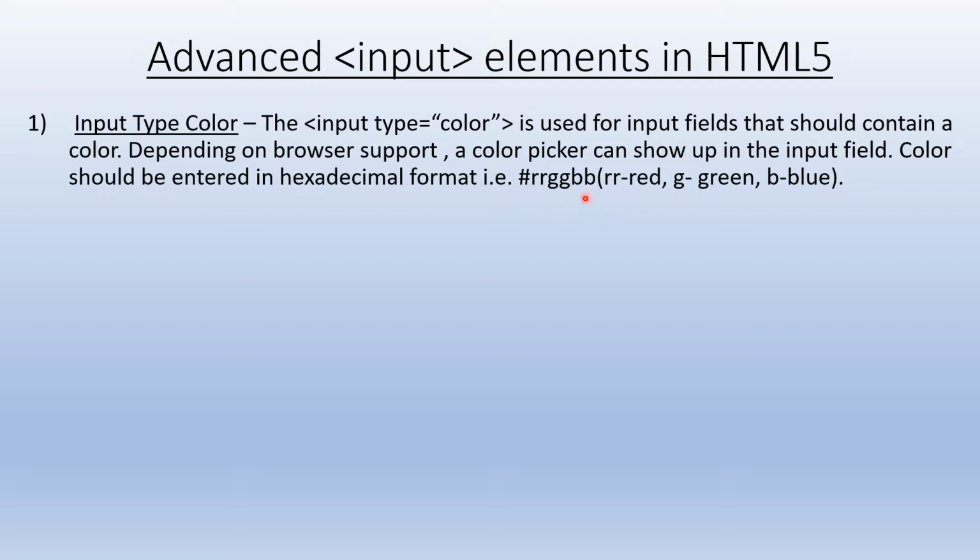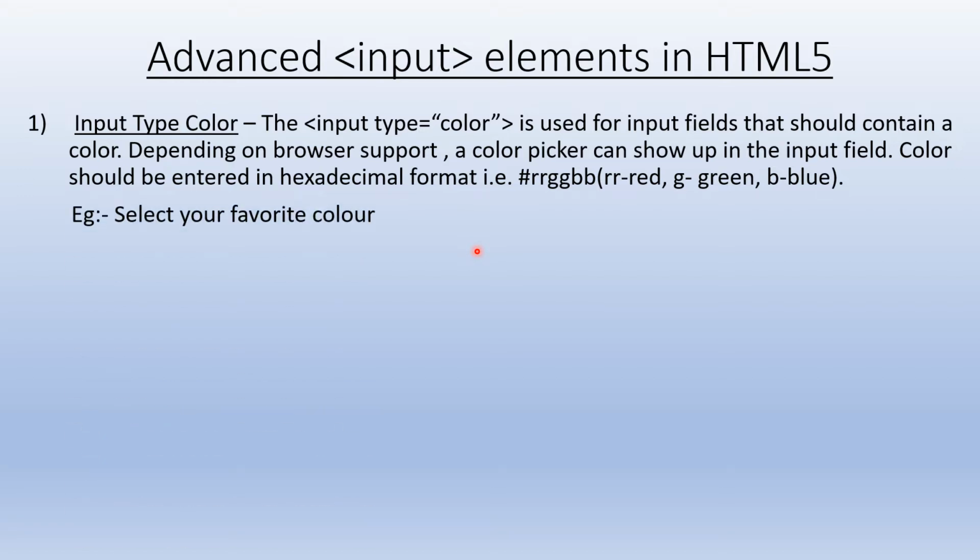Suppose you want blue color, then what will you write? You will write the starting 4 of them, 00, RR and GG as 00 and BB as FF. Then you will get blue color. If you are not writing this hexadecimal format, that will do too. Even if you are writing input type color, it will show you different colors from which we can select our favorite color. So let us see it with one example.